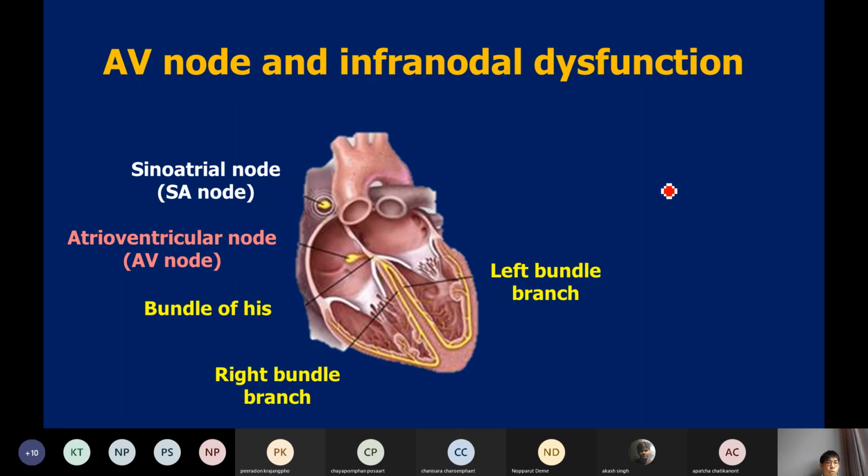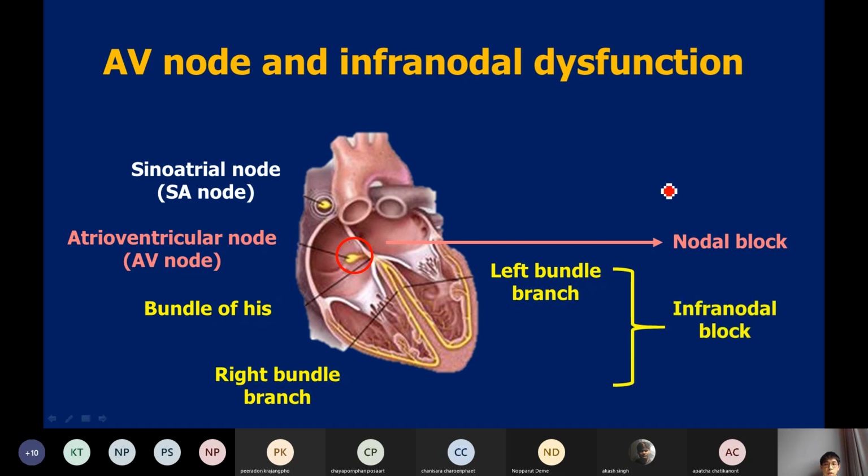Now we are going to talk about the second dysfunction of the conduction system abnormality, the AV node or the atrioventricular node disease. This is the AV node. The AV node is along the conduction system between the atrium and the ventricle. It is the junction of the atrium and the ventricle. If there is some block or some abnormality in this area, this would cause the bradyarrhythmia.